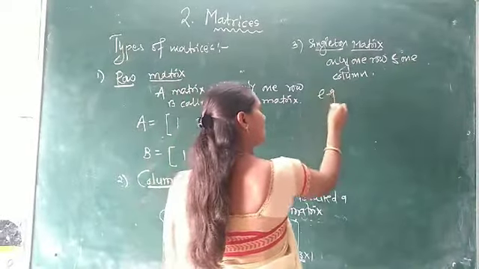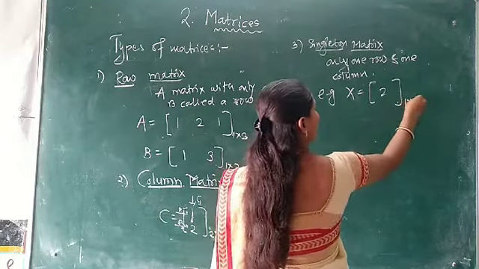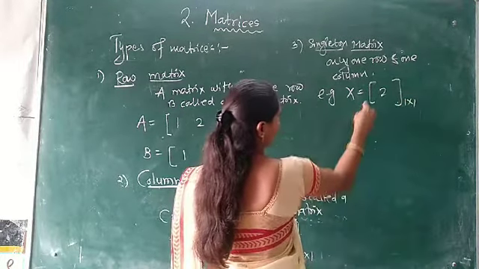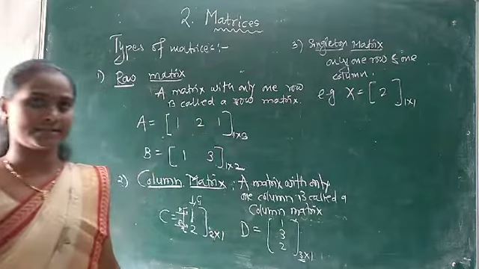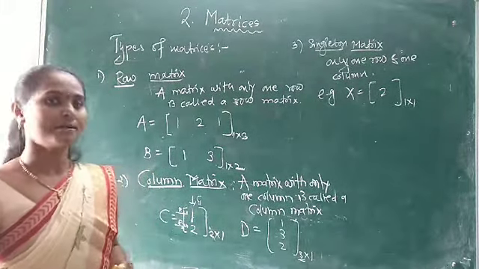So for example, X is equal to 2. Order 1 by 1. This is a singleton matrix. A matrix containing only one element is called a singleton matrix.